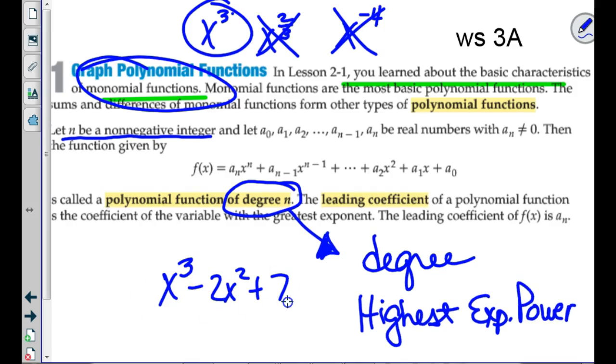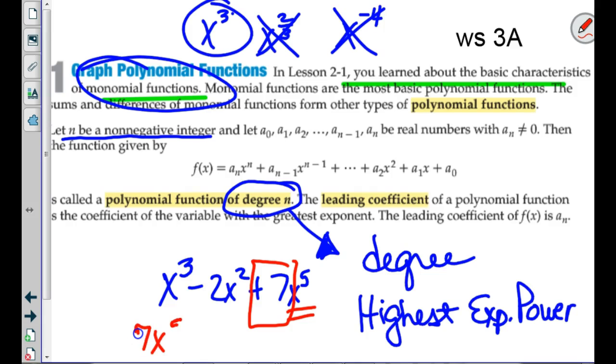So the one I wrote down here is degree 3. Now be careful, because if I threw an x to the 5th on the back of that, now it's degree 5, okay? They'll slip those in there. The leading coefficient is whatever is multiplied by that term that had the highest degree. So this had slipped in the back, so the leading coefficient would be 7.